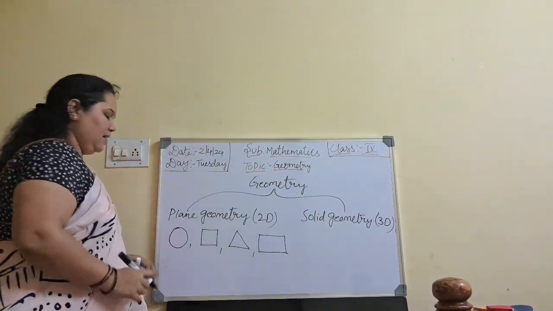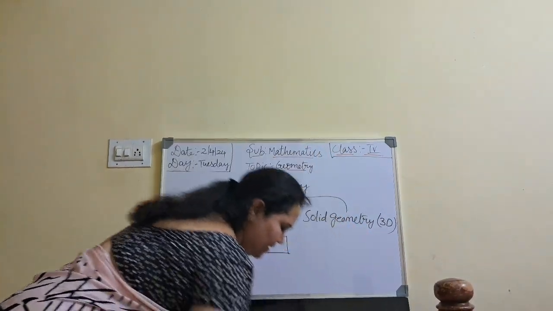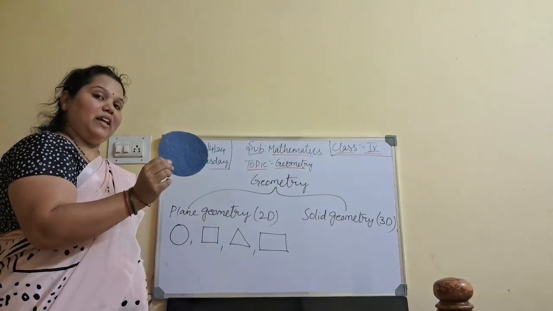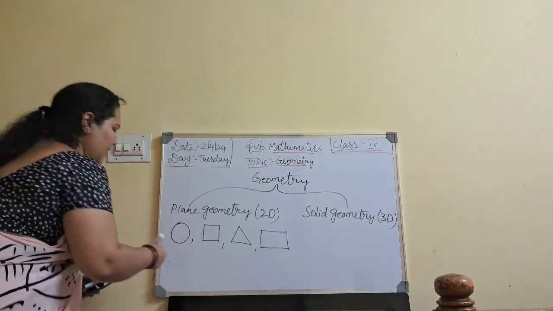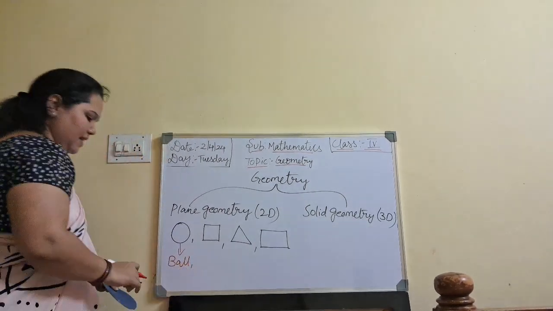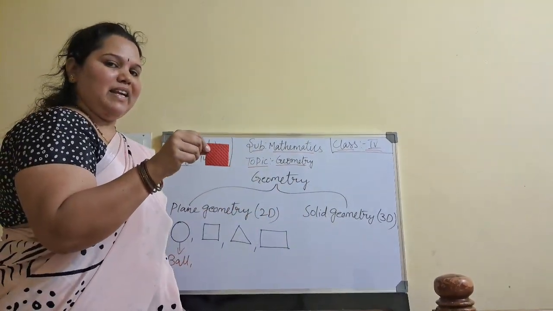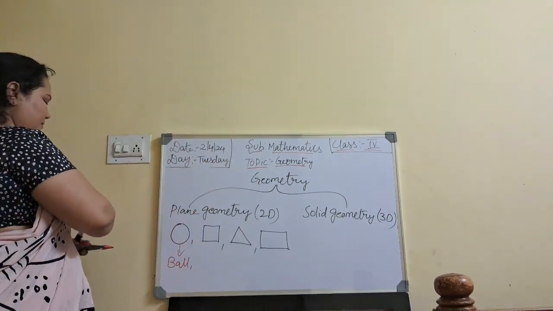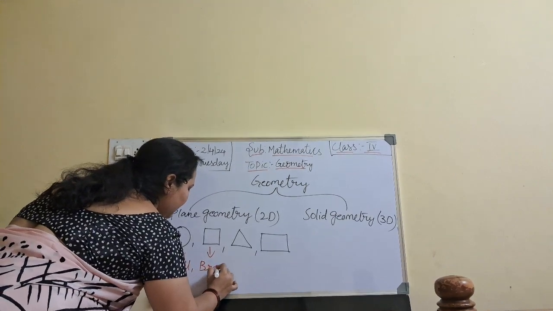Very good. Then what is this here? See here, this is the circle, isn't it? Can you tell me one example of a circle? Ball. Very good. Ball is an example of a circle. Now tell me the square. Can anyone tell me an example of a square? Like bread. Very good. Bread is one example.